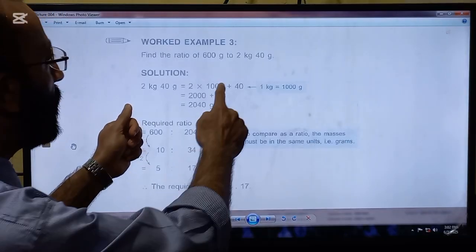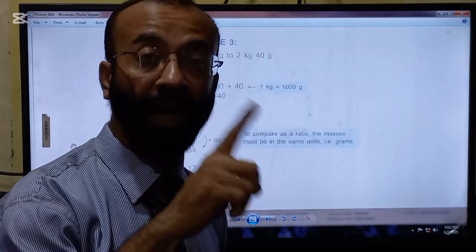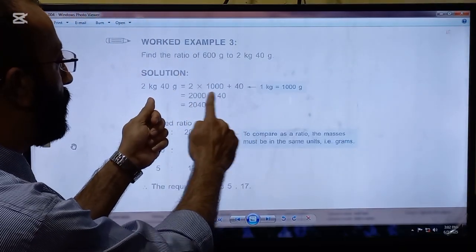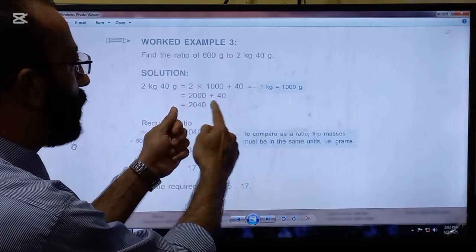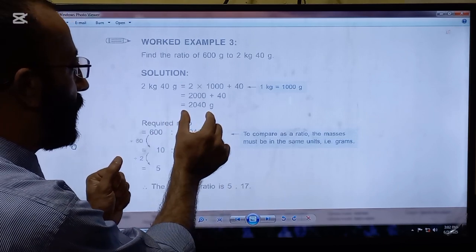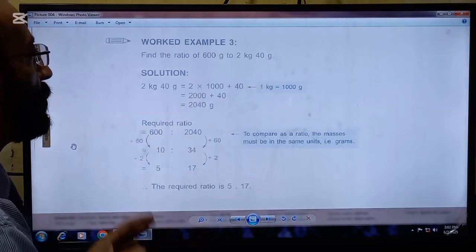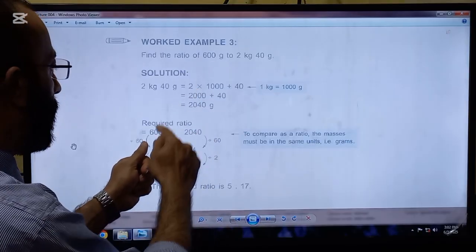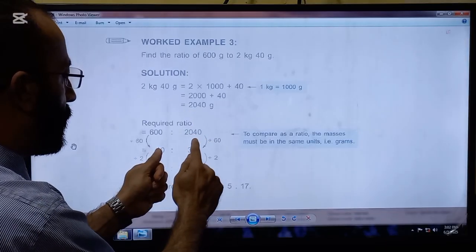So look now, 2 kg and 40 grams, and we know in 1 kg there are 1000 grams. So 2 kg is equal to 2 multiplied by 1000, and this 40 grams will remain as it is because it is already in grams. So now 2000 plus 40 will be equal to 2040. So now this quantity is in grams, so the second quantity is also in grams and the first is already in grams. So now we can put the values in the ratio. So 600 to 2040.